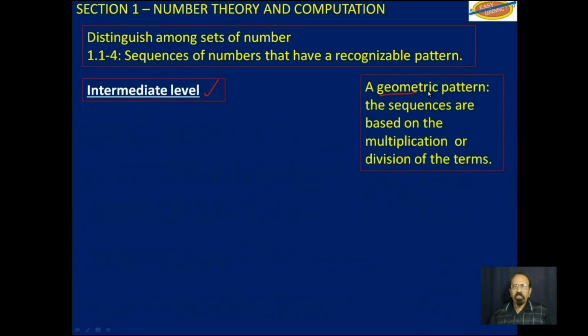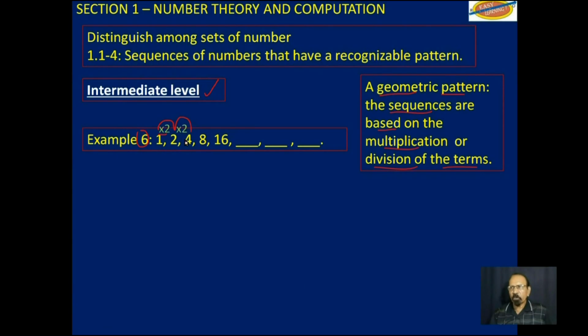So these follow a geometric pattern where the sequences are based on multiplication or division of the previous terms. So example 6, 1, 2, 4, 8, 16. What did we do with 1 to get 2, and what did we do with that 2 to get 4, and so on? So if you multiply 1 by 2, we will get 2. Multiply 2 by 2, we will get 4. Multiply 4 by 2, we get 8, and so on. So obviously, you will keep going that way, multiplying by 2.